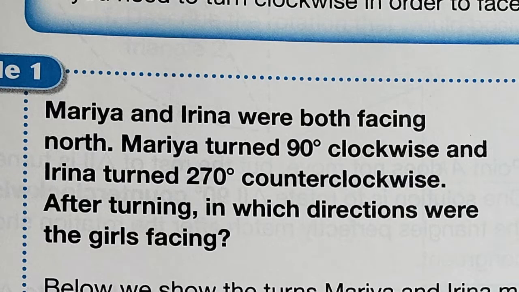So let's move on with that information to our question. Maria and Irina were both facing north. Maria turned 90 degrees clockwise, and Irina turned 270 degrees counterclockwise. After turning, in which direction were both of the girls facing?